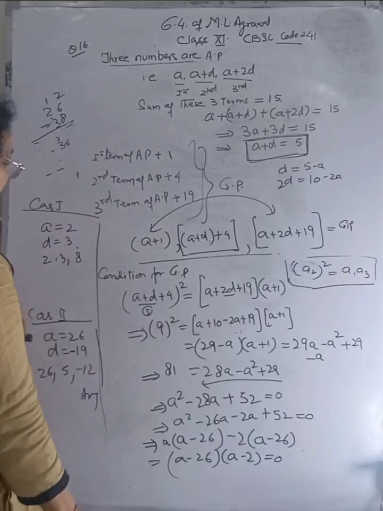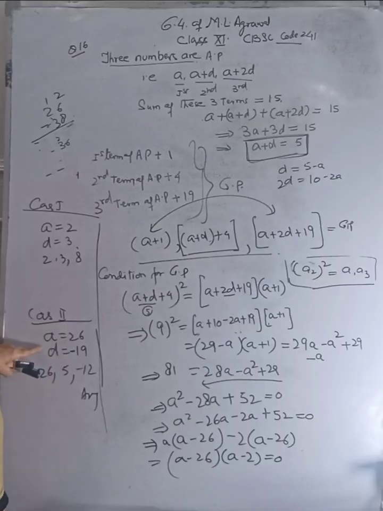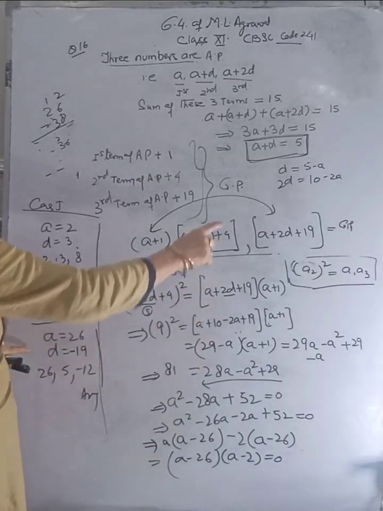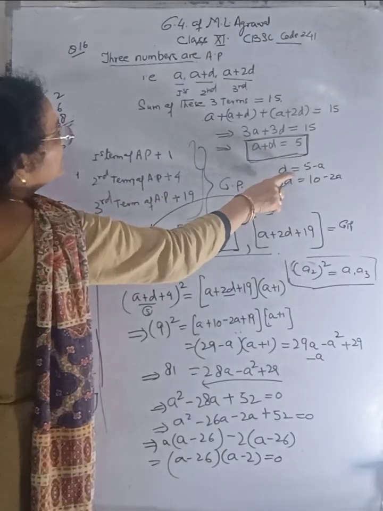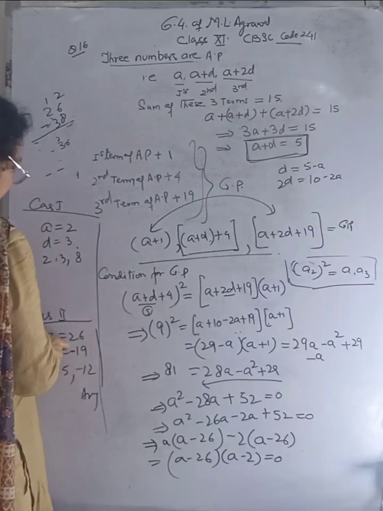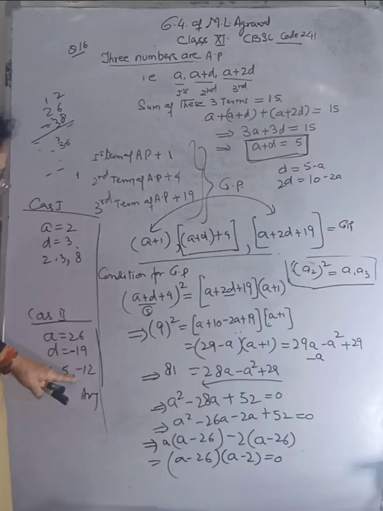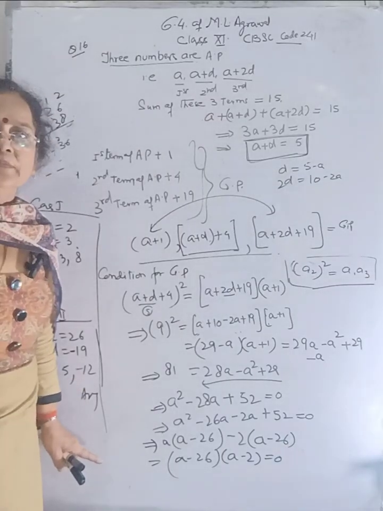In the second case, when a is equal to 26, then d will be equal to what? 5 minus 26, it means minus 21. And hence the series becomes 26, 5 and minus 16. This is the answer.